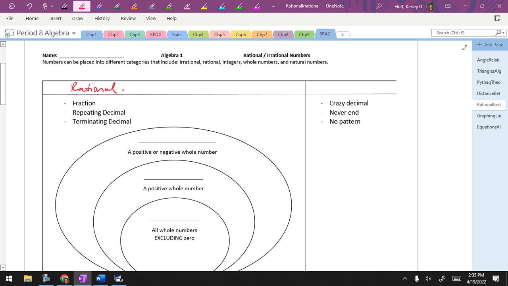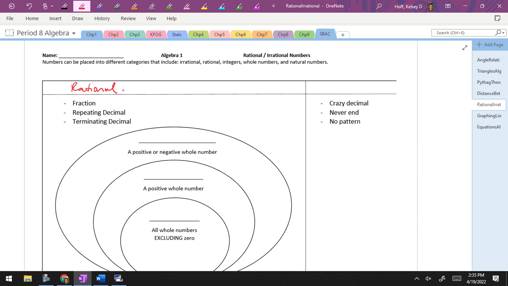Rational numbers can be written as fractions, repeating decimals, or terminating decimals. What is a repeating decimal? Yeah, it's got a line over it. What is a terminating decimal? What does terminating mean? It ends. So 0.25, 0.3, 0.975. It doesn't continue on forever. It probably doesn't have a pattern to it, but it ends.